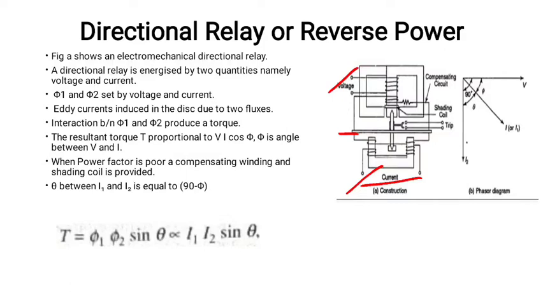So the interaction of the fluxes phi1 and phi2 with the eddy currents induced in the disc produces a driving torque. Therefore, the torque is proportional to phi1, phi2 and sin alpha, or sin theta, I can say. The phi1 is produced because of the voltage and the phi2 is because of the current. Therefore, the torque is proportional to Vi cos phi. Look at this. So this is the voltage and this is the current I2. This is I1. So sine of 90 minus theta will give you cos theta.